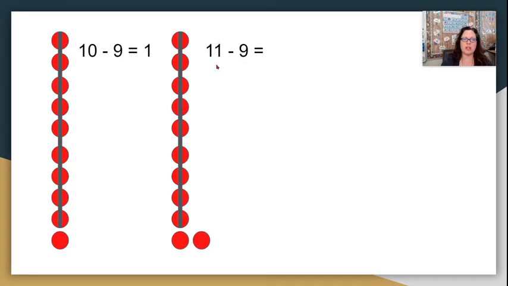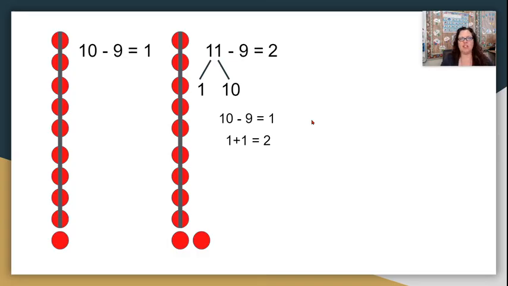So the first thing I'm going to do is break apart this 11 where I can pull out a 10 so I can end up with the same problem, 10 minus 9. So I'm going to pull out my 10. I have 1 left over because we know 1 and 10 equals 11. Now I can do my 10 minus 9 equals 1, just like we had over here. But I have this 1 here that I can't forget about. So we're going to add this 1 and this 1 back together. 1 plus 1 is 2. So that means that 11 minus 9 is 2.